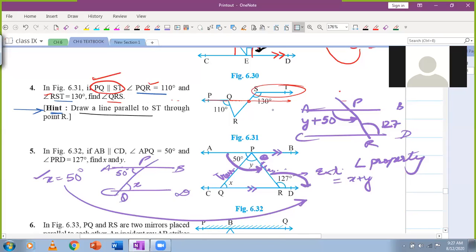Yes, Manya? Ma'am, can we find the third angle with x and y? That is the third angle of the triangle, with the linear pair with 127 degrees. That's right. And then if we are given the value of x and the third angle, we can calculate y by angle sum property. That's correct. That's also one way.